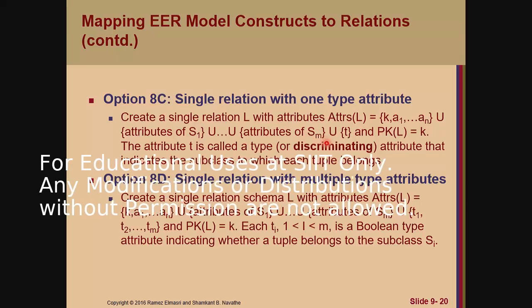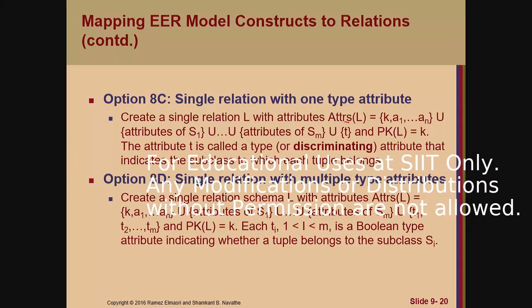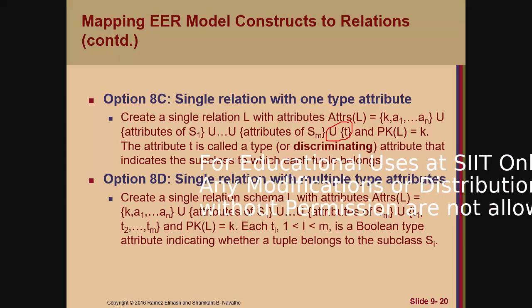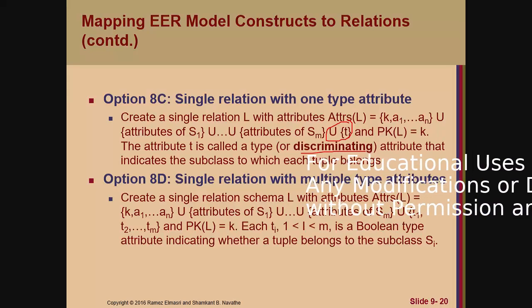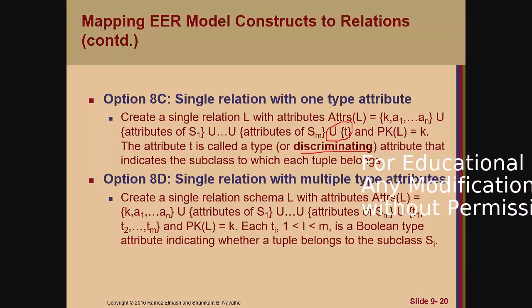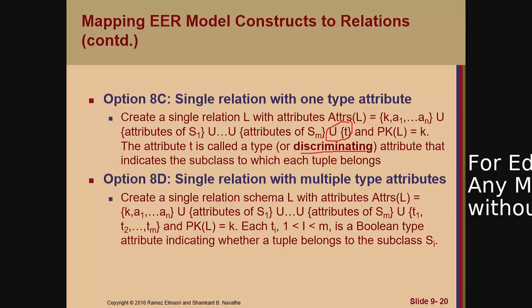And T, here is the special one, T. The attribute T is called the discriminating attribute that indicates the subclass to which each tuple belongs. Okay.